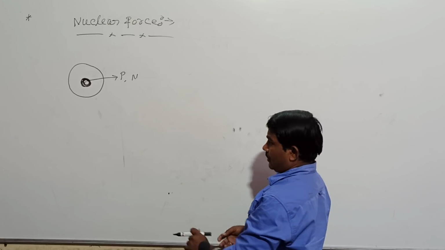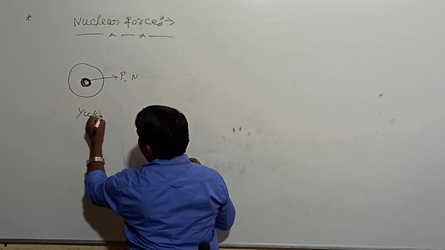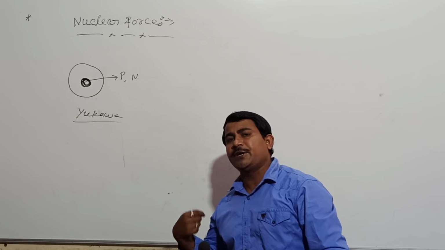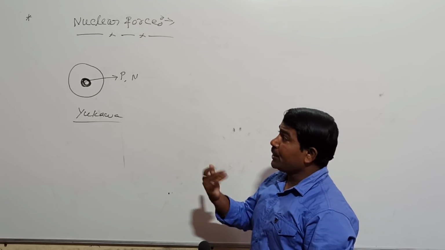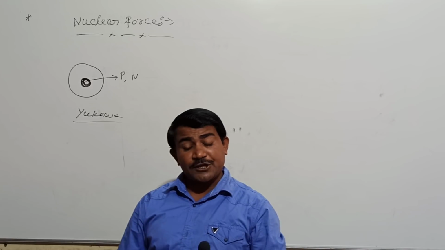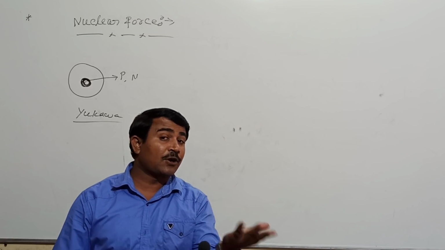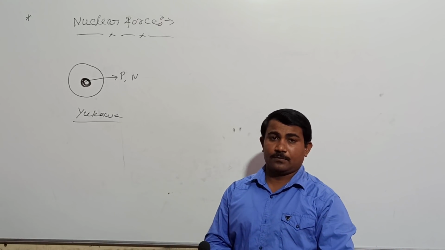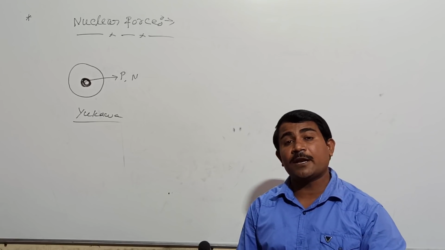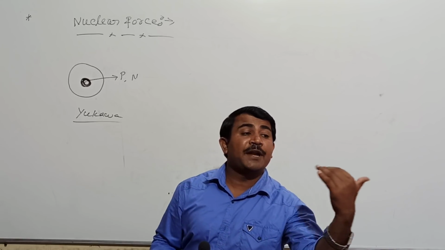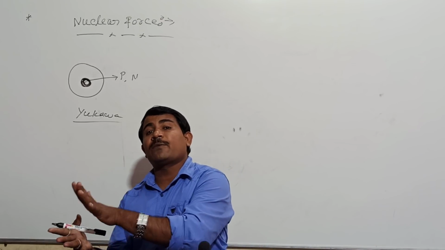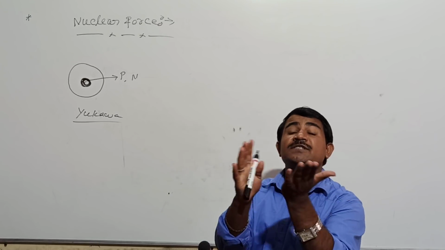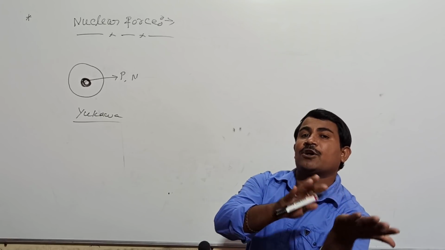Yukawa introduced this new type of force, which holds the protons and neutrons together inside the nucleus. How does the nuclear force arise here? Actually, in the nucleus, a proton does not remain a proton and a neutron does not remain a neutron. Instead, the proton and neutron are always interconverted. I mean, the proton is converted into a neutron and the neutron is converted into a proton. During conversion of proton into neutron, they exchange some particle. That particle we call pi mesons.